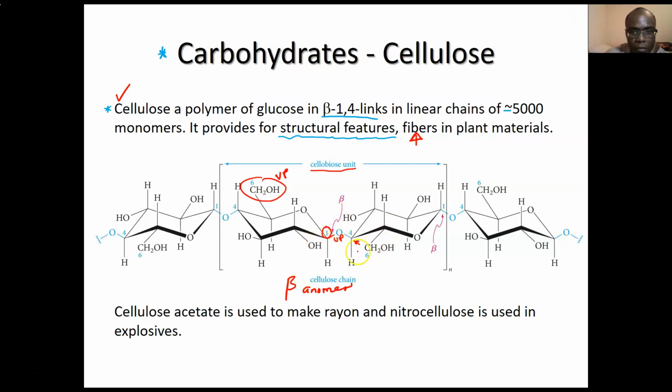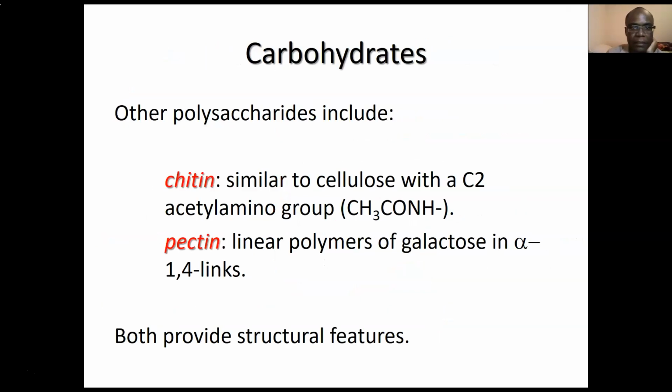monomers. Okay, these two monomers again are glucose molecules. So you have a glucose, but the two glucose are joined by a glycosidic bond. These are glycosidic bonds because you have an oxygen joining a glucose to an R group. So cellulose acetate is used to make rayon, and nitrocellulose is used to make explosives. So cellulose has high value in the industry, in the market, in material science.